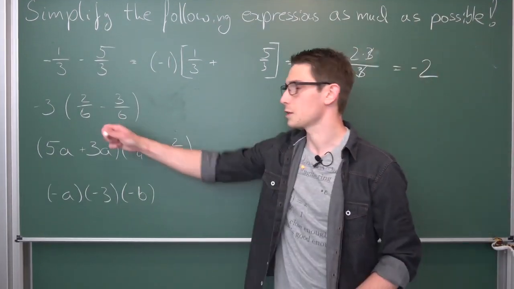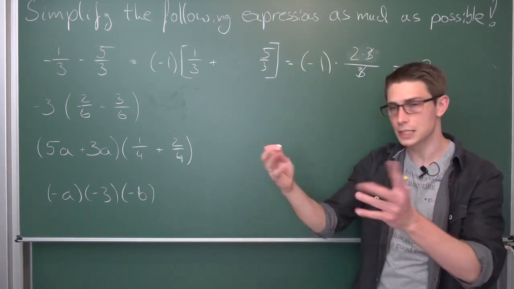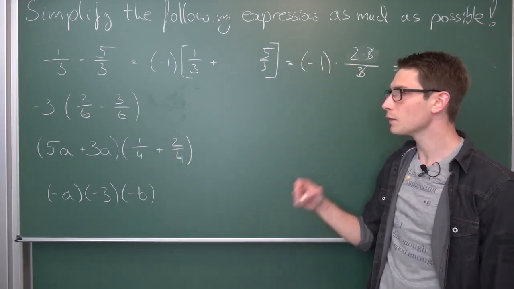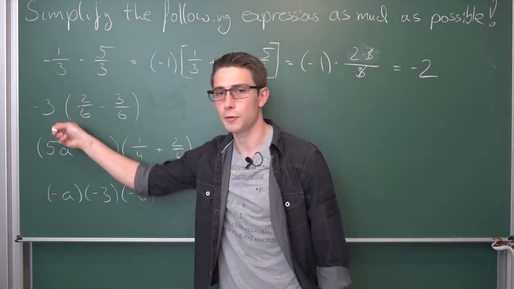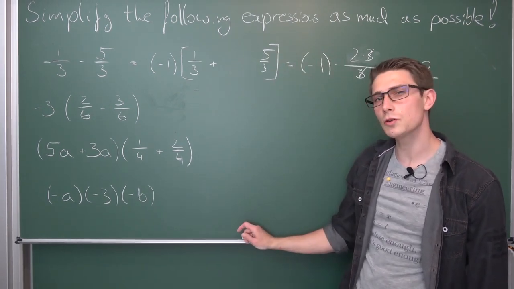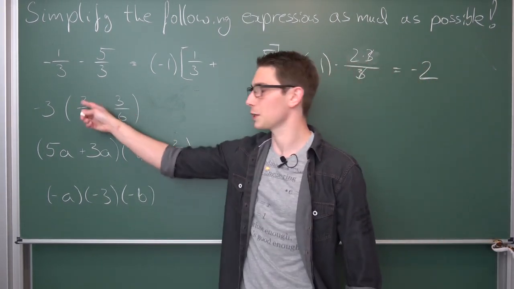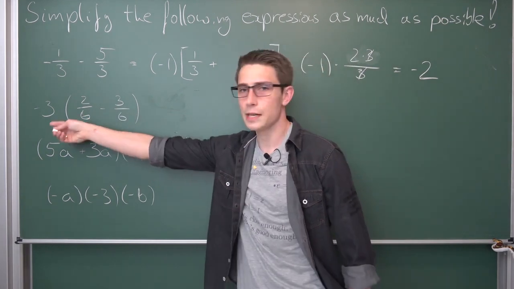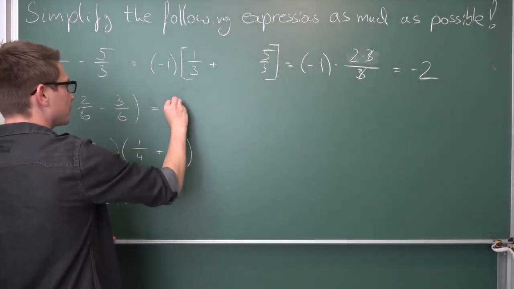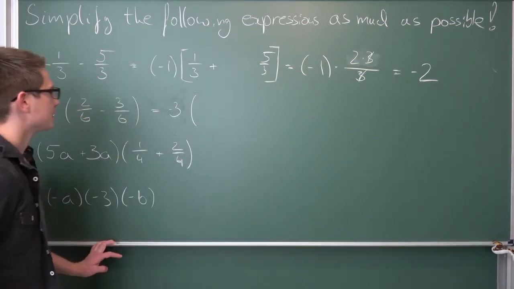Let us move on with this. Negative 3 times parentheses 2/6 minus 3/6. Okay, so we could distribute the negative 3 into here, making use of the distributive laws. That would work out, but we could also do it a bit differently. We could at first bring those two fractions together and then multiply everything with negative 3. Let us do that. So negative 3 will stay how it is, times.